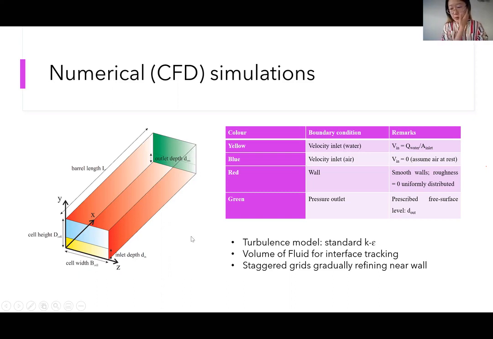The model that we used was standard k-epsilon, obviously due to the fact that it is a very quick model. We don't need to run a DNS that takes a whole year. So we used the standard k-epsilon, and we used VOF because we still have two phases of the flow. And then all the models were done on staggered grids that are gradually refined near the corners. So we want to have better results near the corners and near the walls.